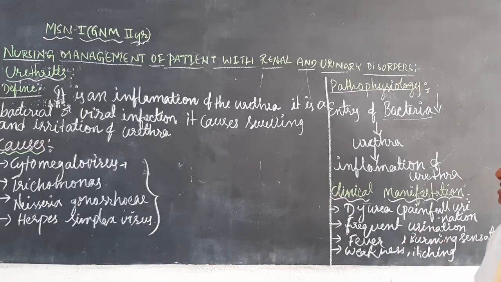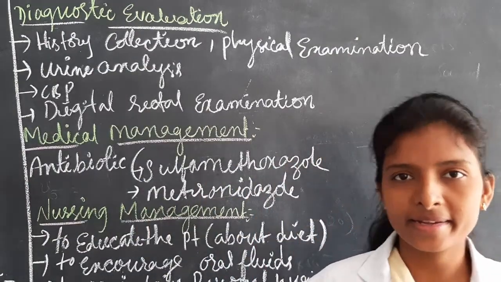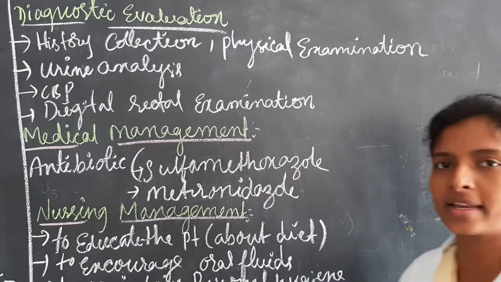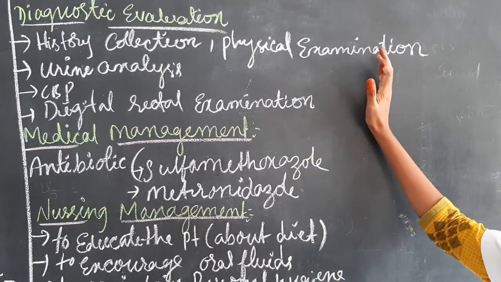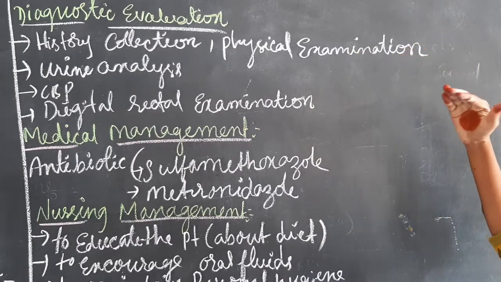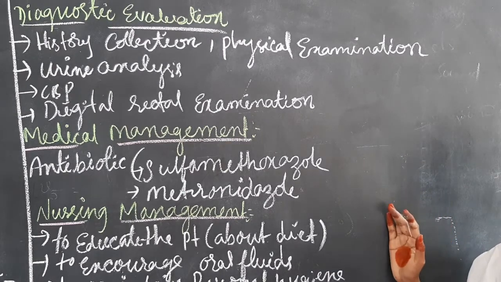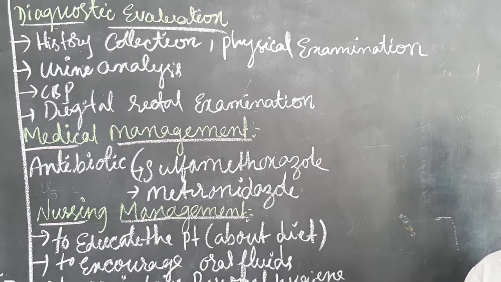Next we will see the diagnostic evaluation. Till now we have discussed the definition of urethritis, its causes, the pathophysiology and the clinical manifestations. By seeing the clinical manifestations, we will now see which diagnostic tests the doctor will advise. In diagnostic evaluation there are a few steps. First is history collection and physical examination. By collecting the history of the patient, the doctor can identify the problems.